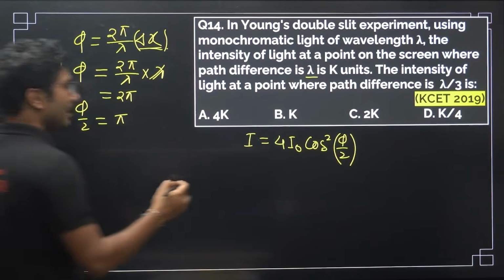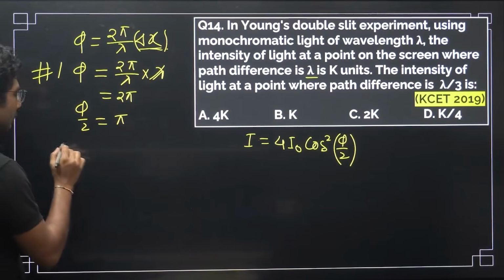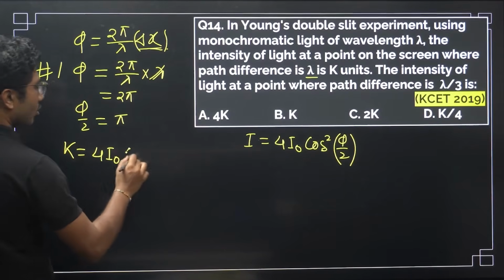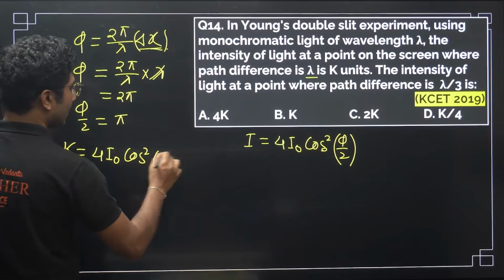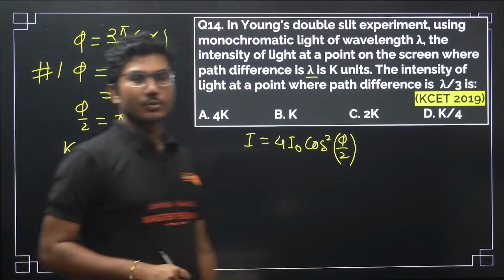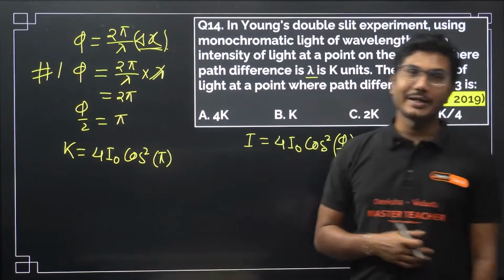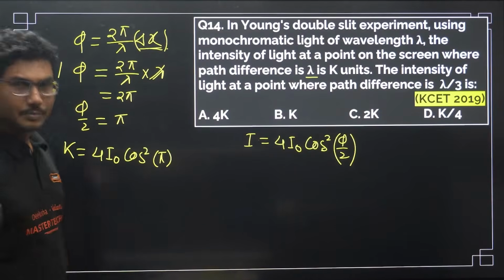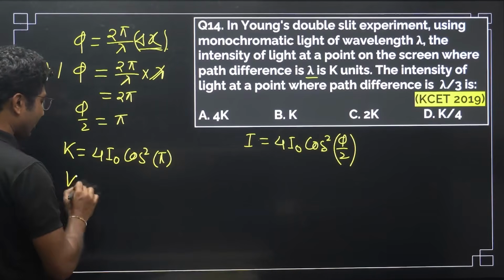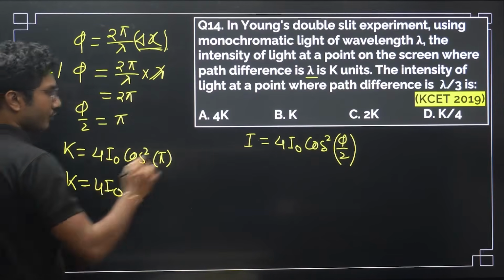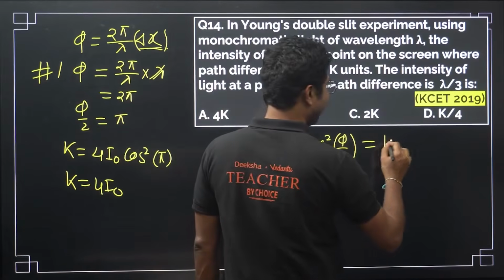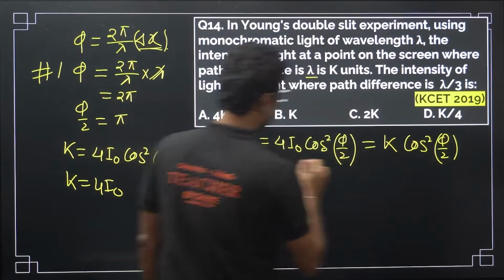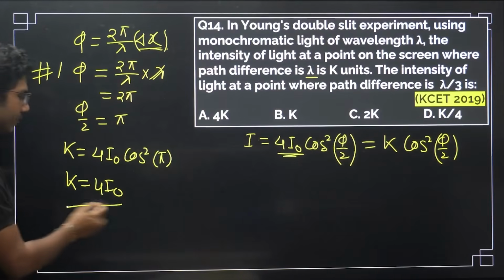So what is the first intensity, which is given as K? So intensity K is basically 4I naught cos square pi. Right? Now cos pi is minus 1. Cos pi means cos 180 degrees, so cos 180 degrees is minus 1, and minus 1 whole square is basically plus 1. So from here we get K equals 4I naught. So from this equation now we can write this as K into cos square phi by 2, because 4I naught itself equals K.